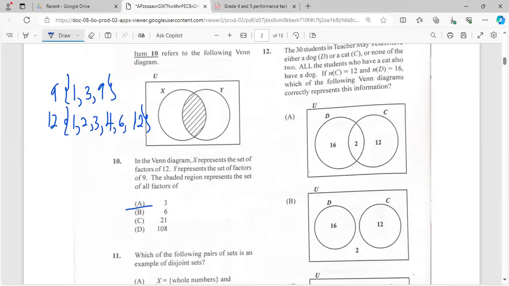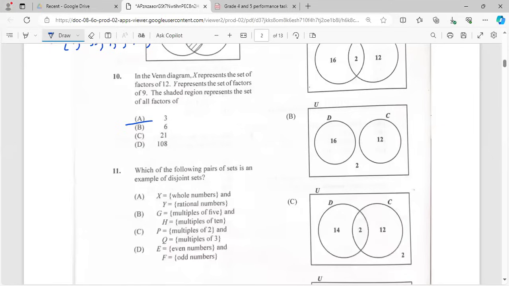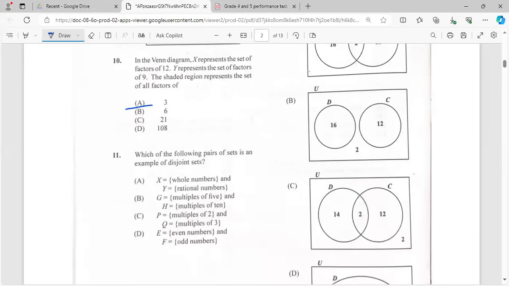All right, 11 says, which of the following pair of sets is an example of a disjoint? Disjoint means there's nothing common, right? There's nothing in common. And that would be D. This is knowledge base. We can have an even and an odd number.